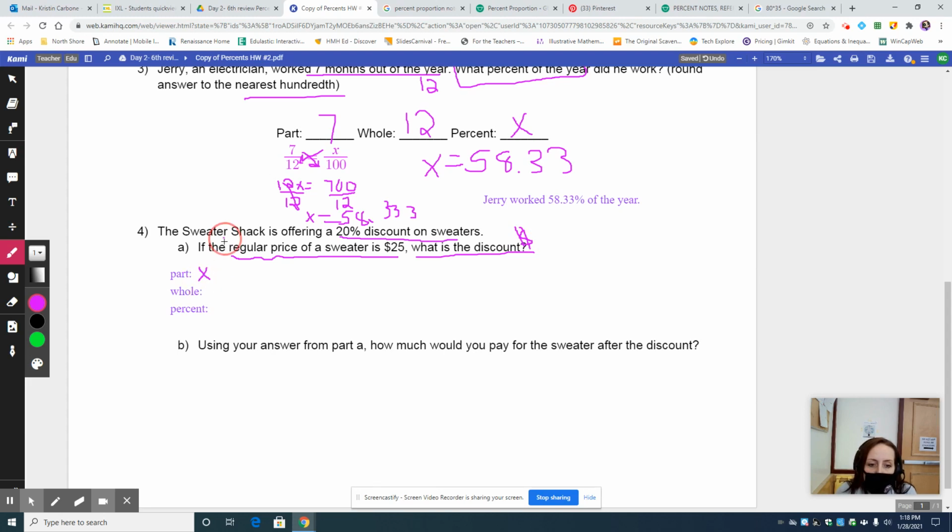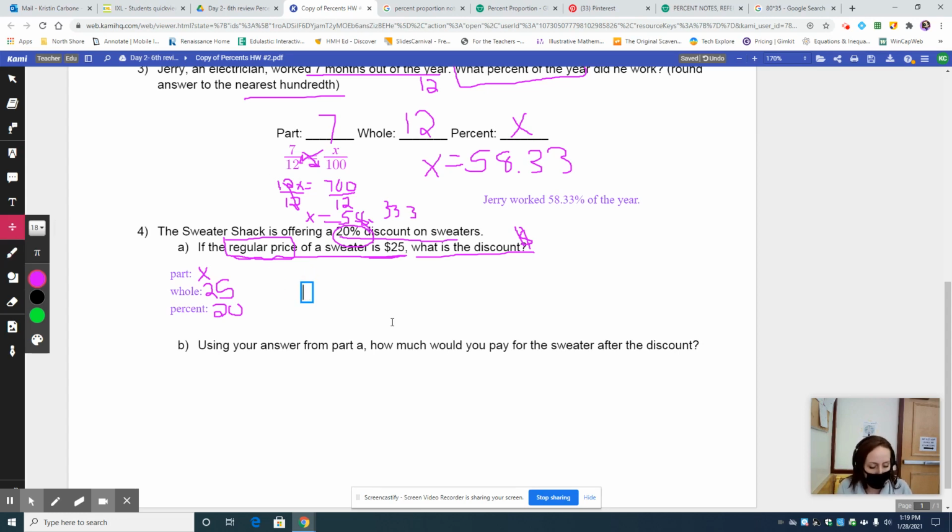The whole would be the regular price of the sweater because it's the whole price of the sweater. It's the most it'll ever cost. And the percent is our percent discount, 20%. There's 2 ways you could do this, but for the purpose of this question and this homework, I'm just going to do this one way. If you do it another way, just talk to us about it in class and we'll tell you if it's right. All right, so let's make our proportion.